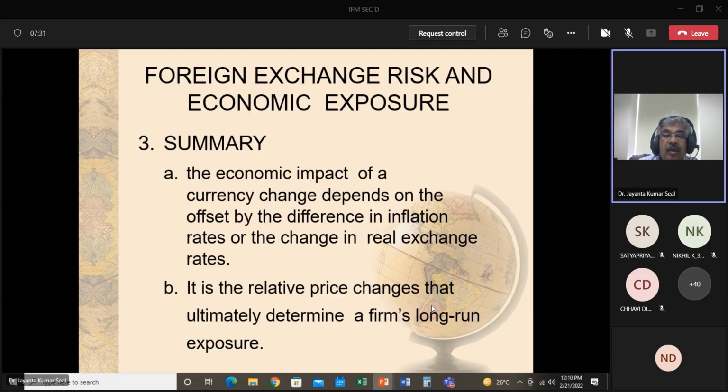So the summary is, the economic impact of a currency change depends on the offset by the difference in inflation rates, or the change in the real exchange rate. It is the relative change that ultimately determines a firm's long run exposure. As we have discussed, it is not the nominal rate, actually it is the change in the real exchange rate.